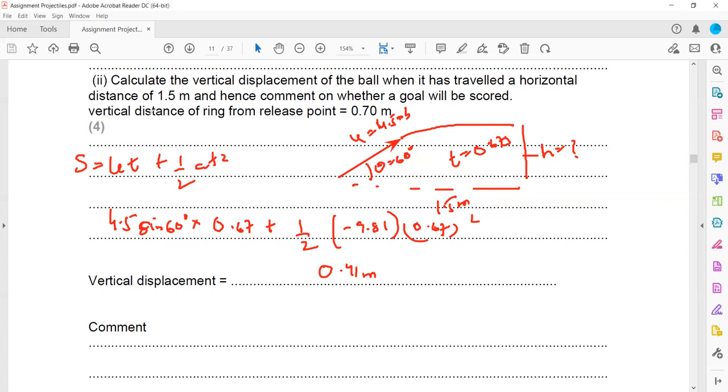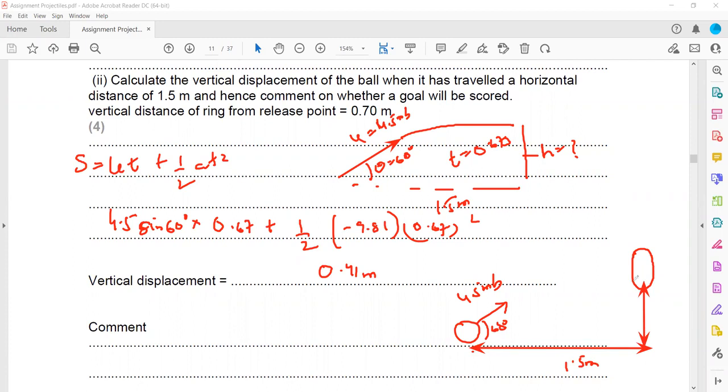Then comment. As I mentioned, there is a ring, the vertical distance from the release point to the ring. For example, the ring is in this manner, okay? And a person shoots the ball with the initial velocity of 4.5 at an angle of 60. The horizontal distance of the ring is 1.5 meters, and the vertical distance of the ring is 0.7 meters. But when we calculate the vertical distance when it covered 1.5 meters, the vertical distance of the ball is only 0.4 meter. So can this ball pass through the ring?